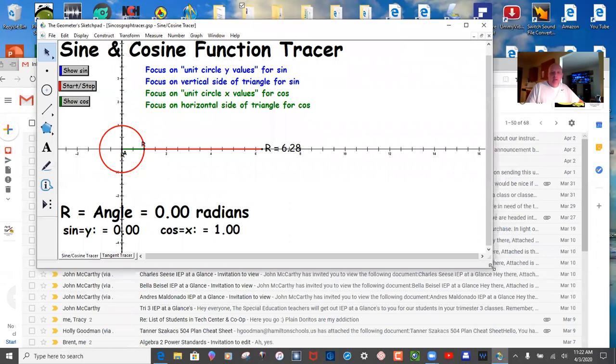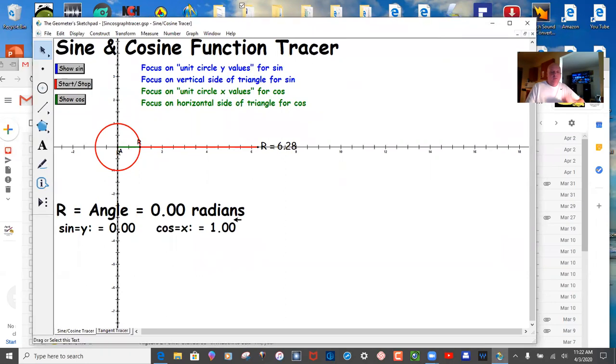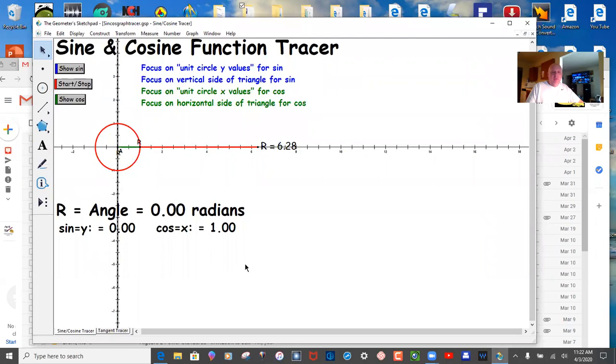I bet you didn't know I had this. This is my sine and cosine function tracer. We've also got a tangent tracer over on this other tab. But kids often ask the question, so how does the graph of sine or cosine come from the unit circle?